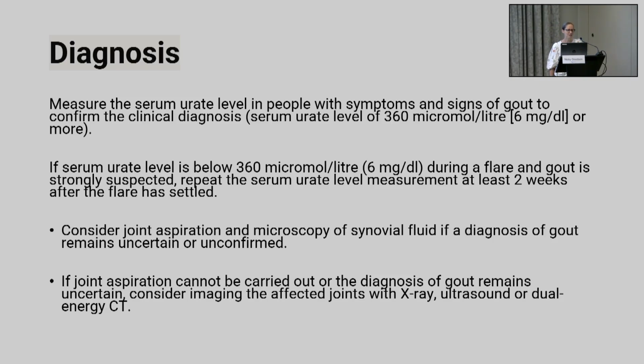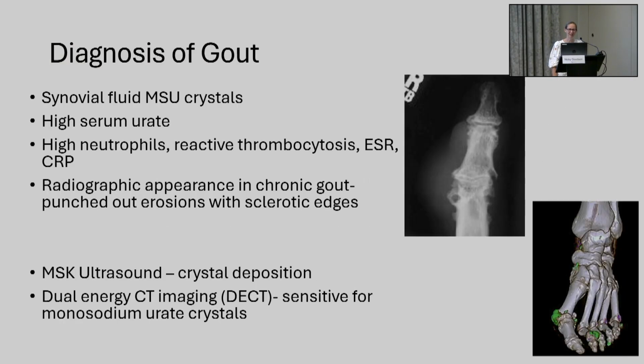And then if you're still uncertain and joint aspiration doesn't yield crystals or the patient can't tolerate it, consider imaging, so X-ray, ultrasound, or more recently, dual energy CT, which I've never been able to obtain from our hospital, so I don't know if anybody else has ever heard of this. It gives beautiful pictures, and it's very good for determining a gouty arthropathy.